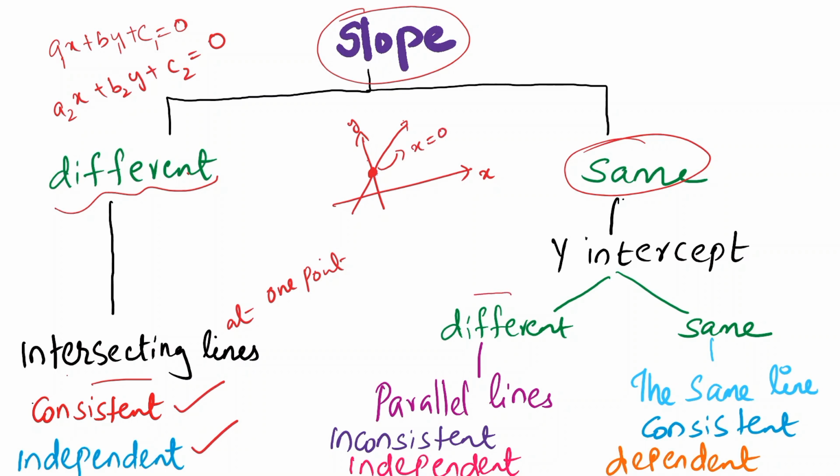If the y-intercept is different, we can call the lines as parallel lines, and it is inconsistent and the system is independent. And if the y-intercept is same, we can say the line is the same line and it is consistent, dependent system. Okay, hope you understand everything.